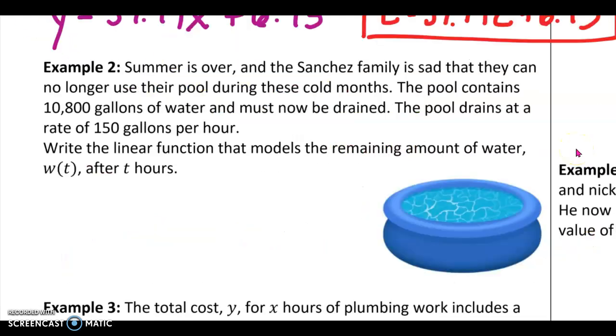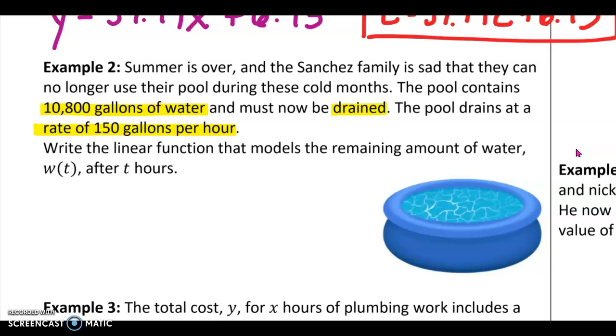Okay, let's read example number 2. Summer is over and the Sanchez family is sad that they can no longer use their pool during these cold months. The pool contains 10,800 gallons of water and must now be drained. That's pretty important. It started with this many gallons of water, but they're draining it. The pool drains at a rate of 150 gallons per hour. Okay? And so the function we're writing models how much water is remaining.